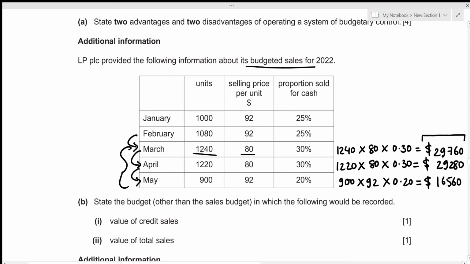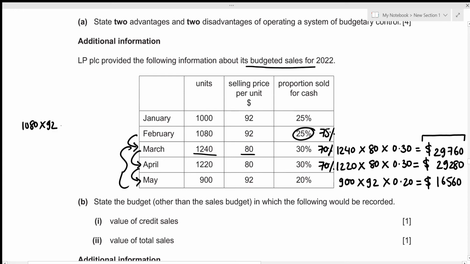All right, so if the cash sales is 25%, then the credit sales is going to be 75%, right? And if cash sales is 30%, then the credit sales is 70%. It is the same for April as well. Now, we just need to pay half of these credit sales after applying a cash discount of 5%. So for February, total sales is just going to be the units times the selling price per unit, that is 1080 times 92.